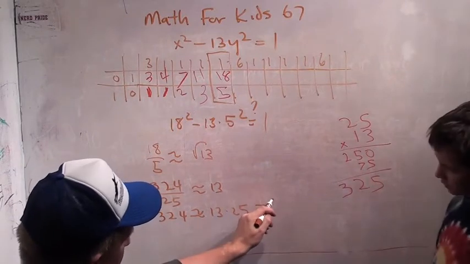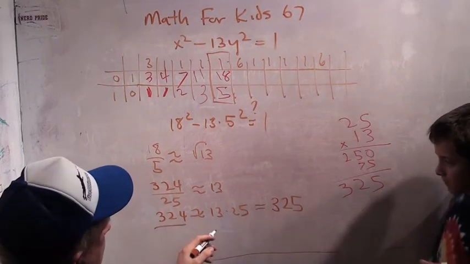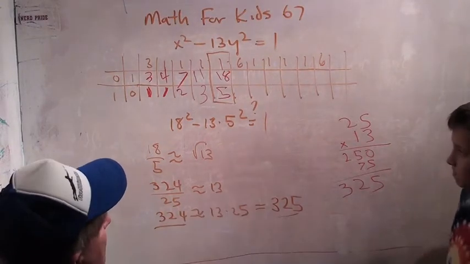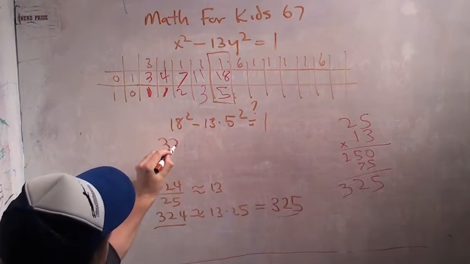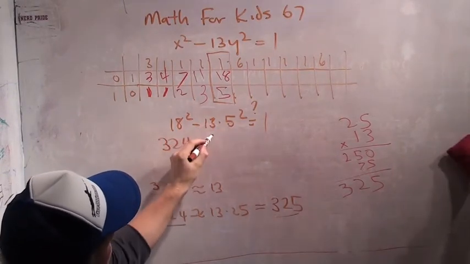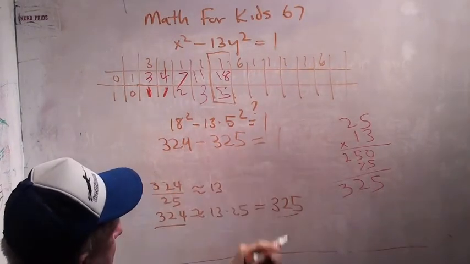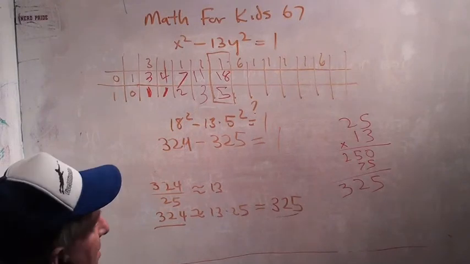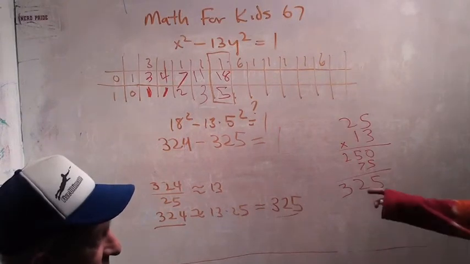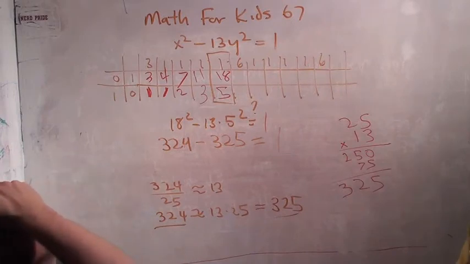325. So does 324 approximately equal 325? That's a good approximation. So 18 squared is 324. Hey, look, they differ by 1, just like we were thinking. So 18 squared, which is 324, minus 13 times 5 squared, which is 325, 324 minus 325 equals 1. That doesn't seem right. Well, it's negative 1.